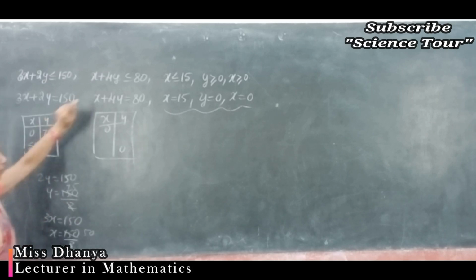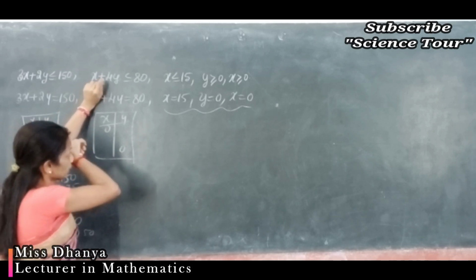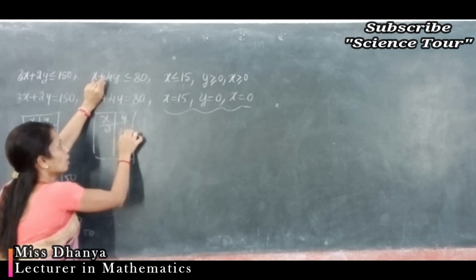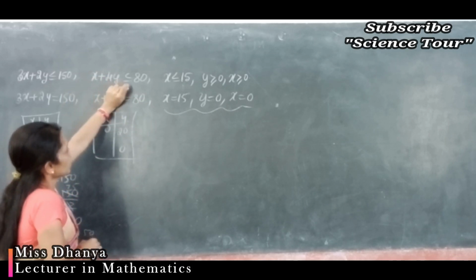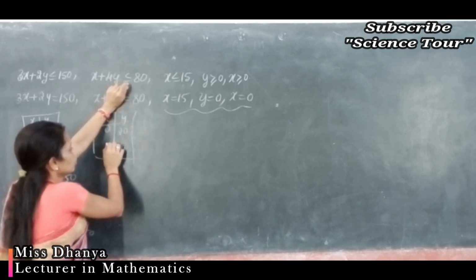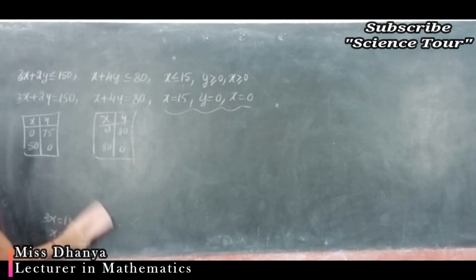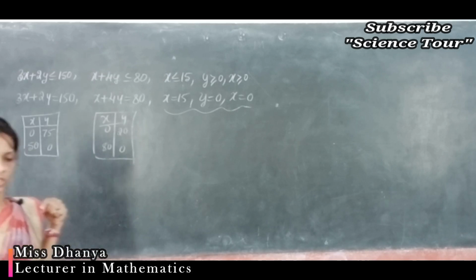Then here when x is equal to 0, you will get 4y is equal to 80, y is equal to 80 by 4, that gives you 20. Then when y is equal to 0, you will get x equal to 80. We mark these two points of the first table in the Cartesian plane.